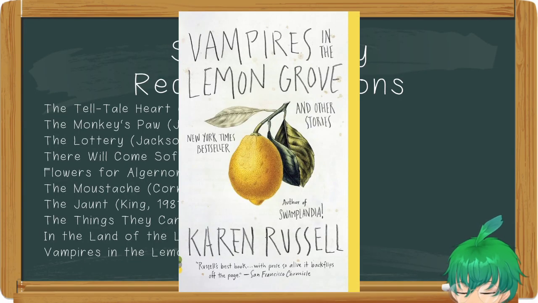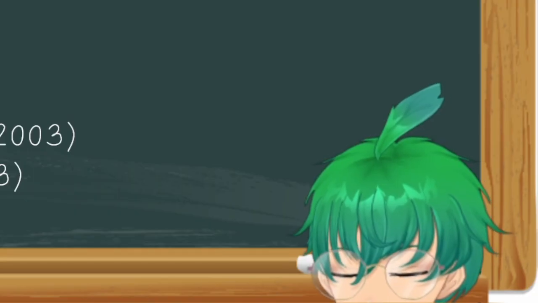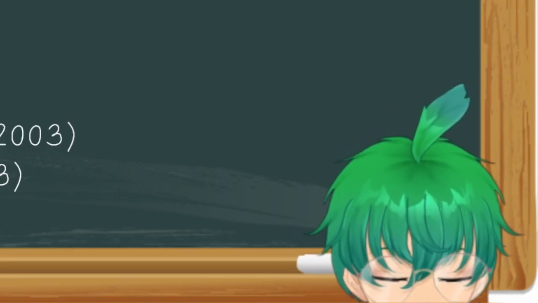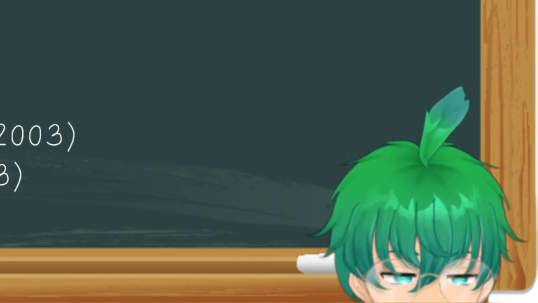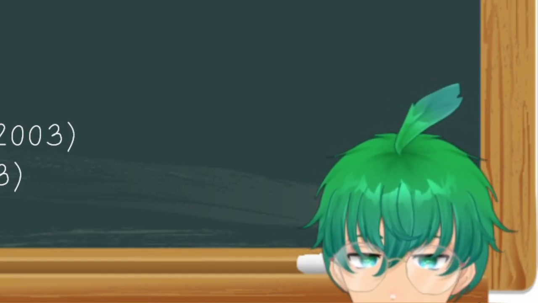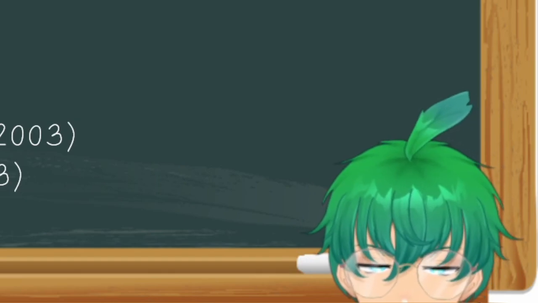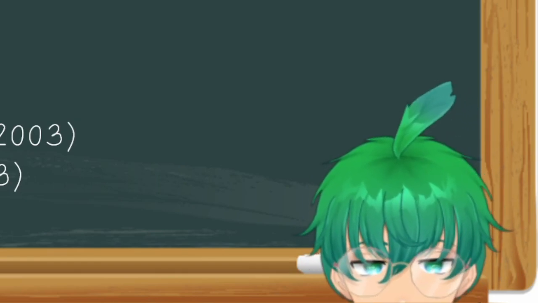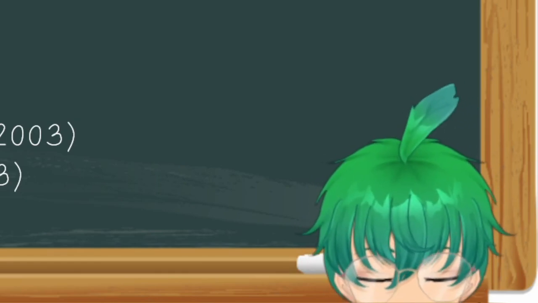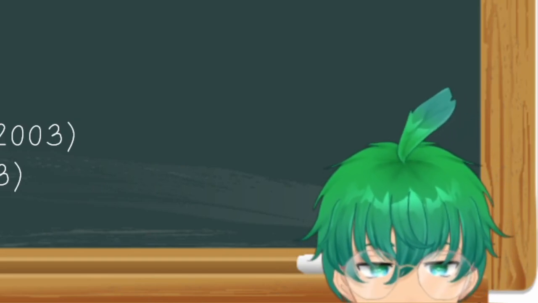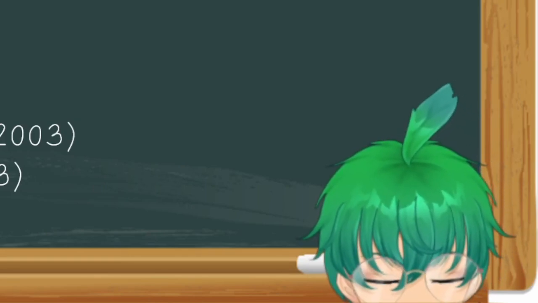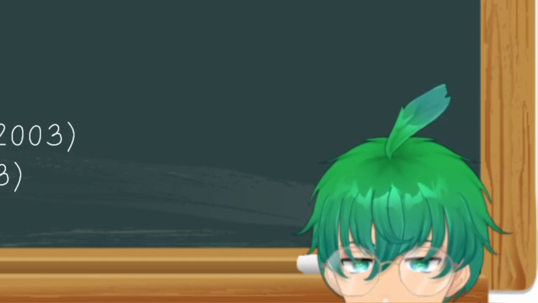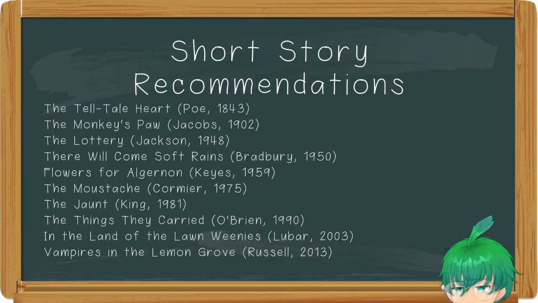And then Vampires in the Lemon Grove. This one I read in college. This is by Karen Russell. Vampires in the Lemon Grove is also the name of a short story in the anthology, but there are a lot of good short stories inside the anthology. There's another one where these ladies get turned into silkworms and have to produce silk. I think it's called Silk for the Empire. Yeah, Silk for the Empire. Also very good, also very horror and weird, but definitely check these out. Definitely check all of these out. They are well worth your time.